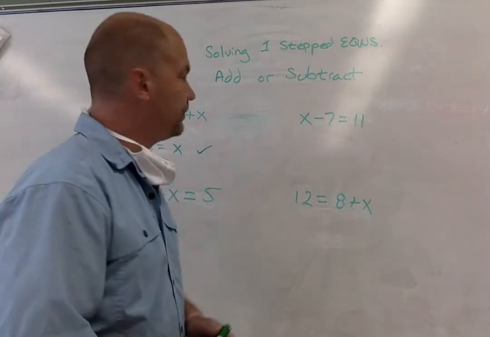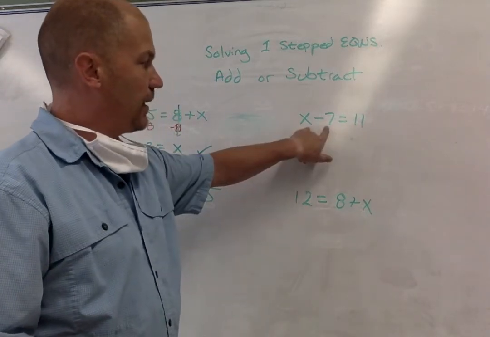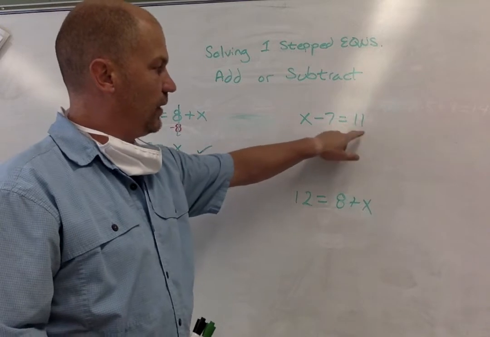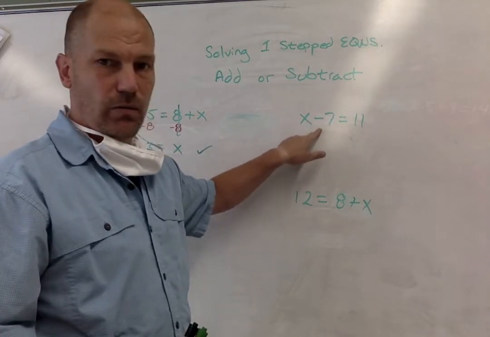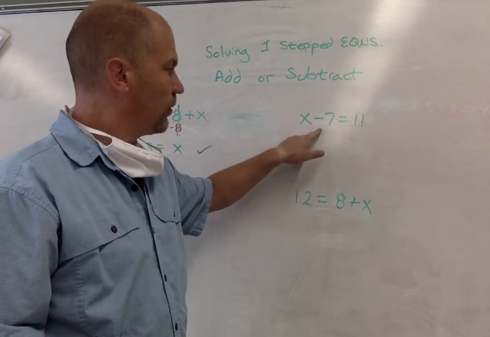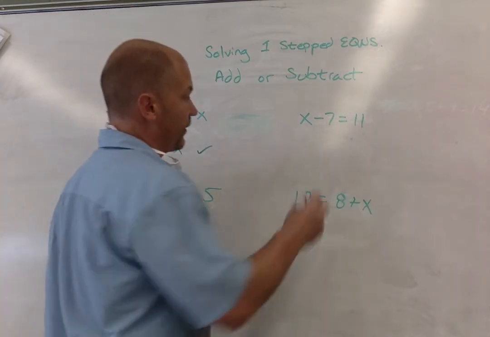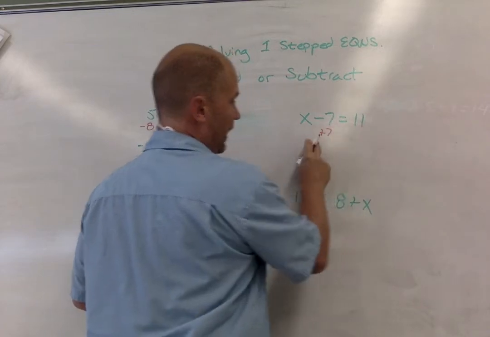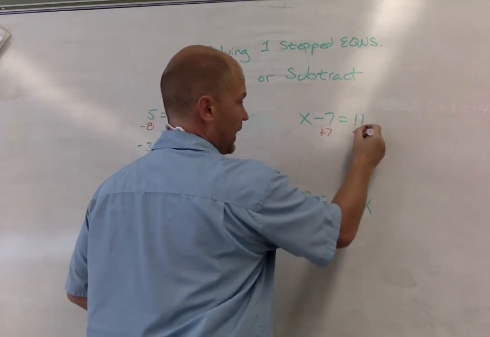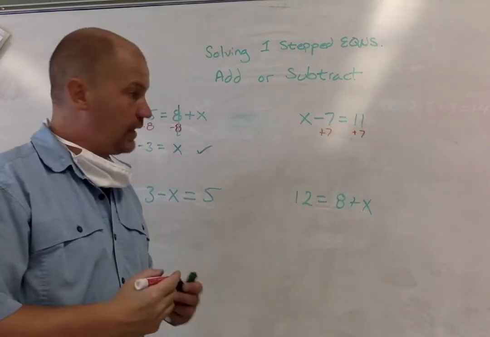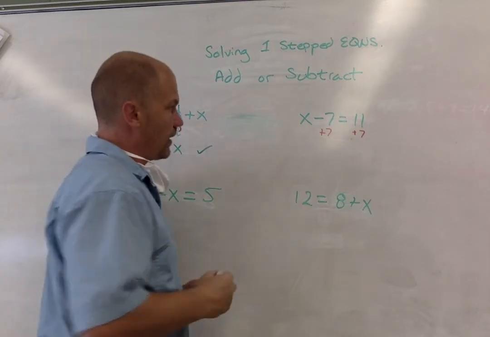So here we go. What's happening to the x? x minus 7 equals 11. Well, we're subtracting 7 from x. What's the opposite of subtraction? Adding. So we're going to add 7. And if we add 7 to one side, we need to add 7 to the other because that way they stay equal. And let's just do the math now.